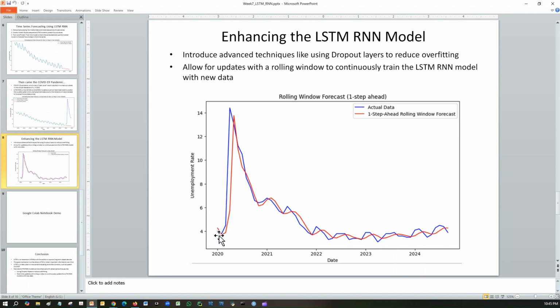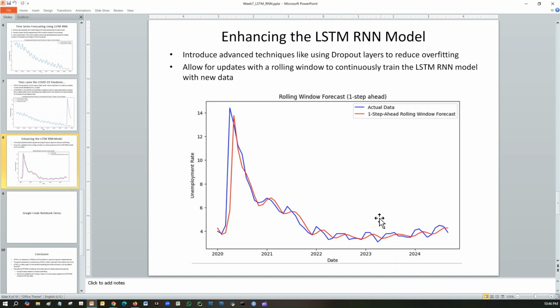And then we will take the 4% actual data, which is the new data point in time, and use that to train the LSTM model again to forecast the next time step, which goes down slightly to 3.9%. And we repeat this over time. And that's, in essence, the second bullet point: to allow updates with the rolling window to continuously train the LSTM model with new data.